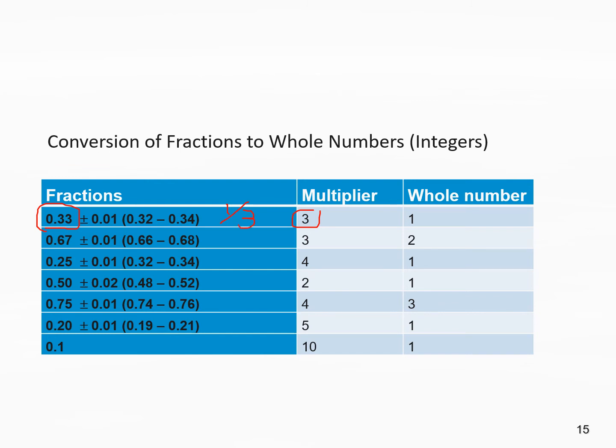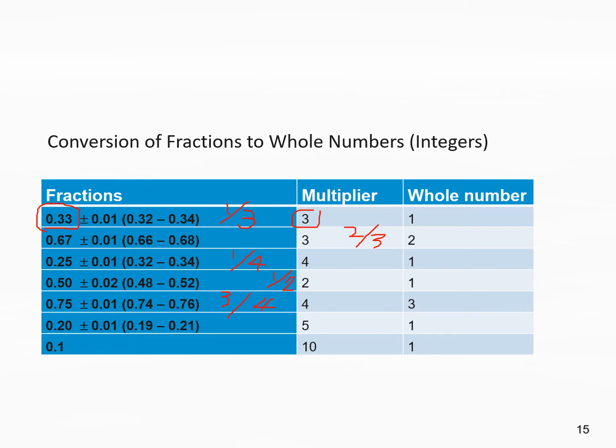And what about 0.67? 0.67 is, you got it, 2/3. So the same multiplier applies to 0.67. So instead of getting 1, now we get 2. 0.25: 25 cents is called a quarter of a dollar, so 0.25 means 1/4. 0.5, you may know it, it's 1/2. What about 0.75? Yes, 3/4.